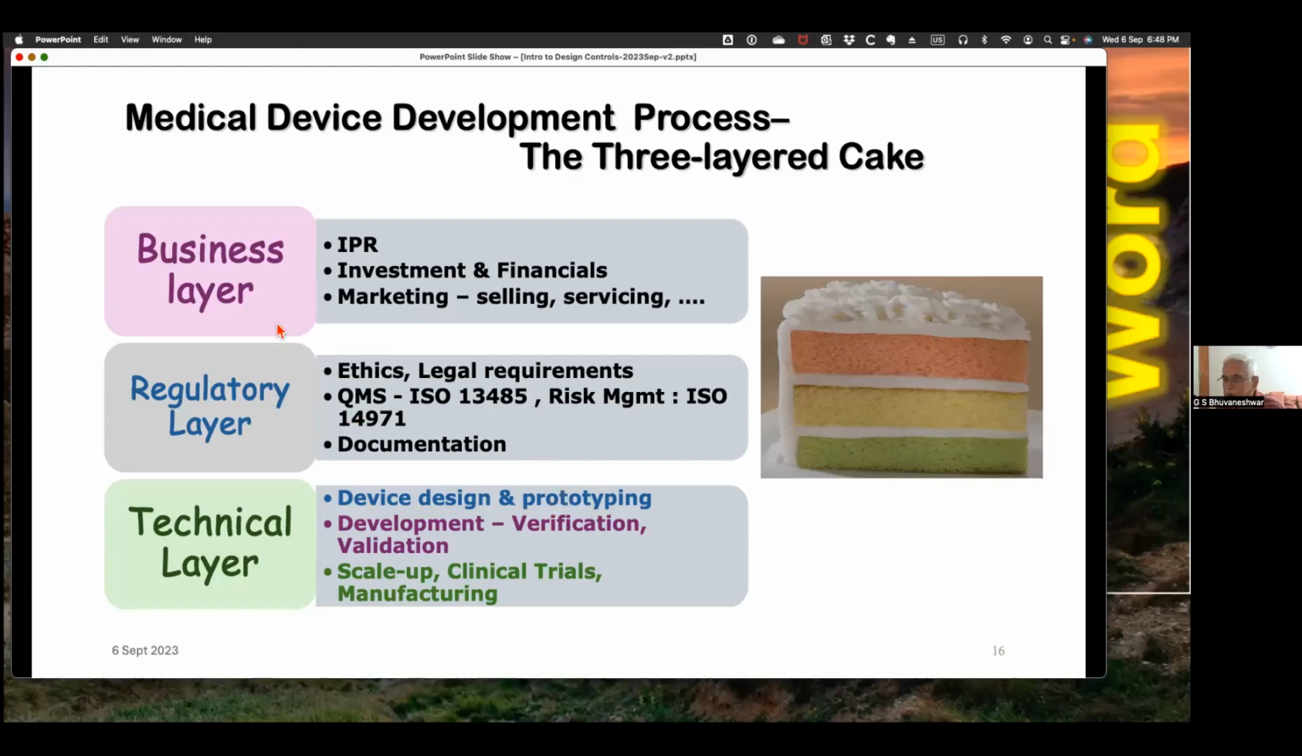Then you need, of course, the business layer, this is there for all medical devices. What are the intellectual property rights you have? What are the investment requirements? How do you market and sell it, and so on.